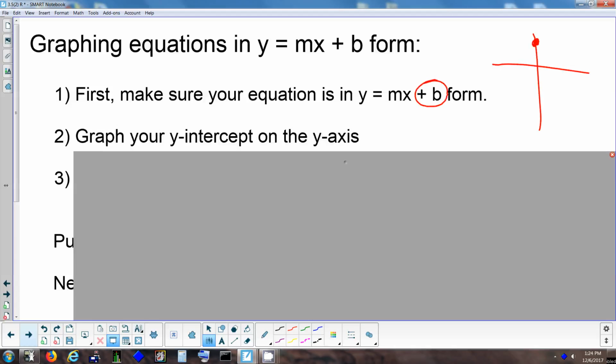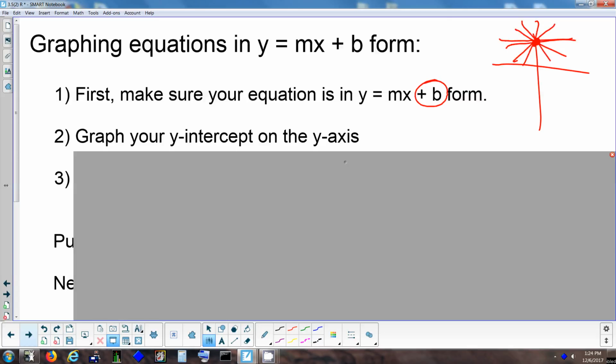Now, if all you had was a y-intercept, can you draw a line with just that one point? No, because you have to have at least two points. One point's not enough. There's a whole bunch of lines that all go through the same point. Okay? We need to do something else.